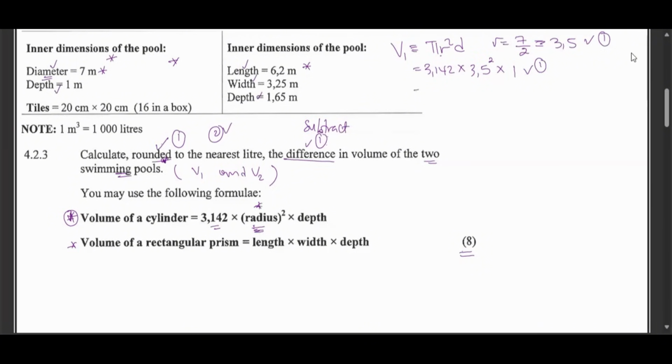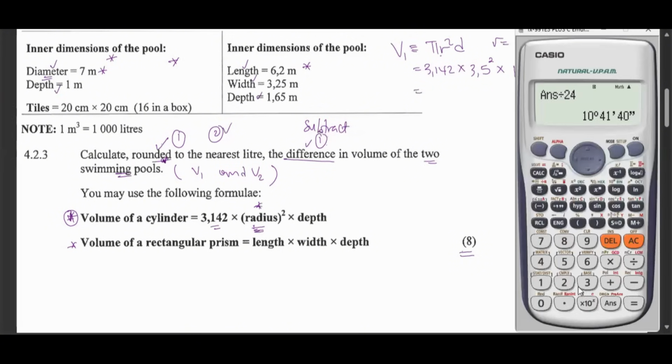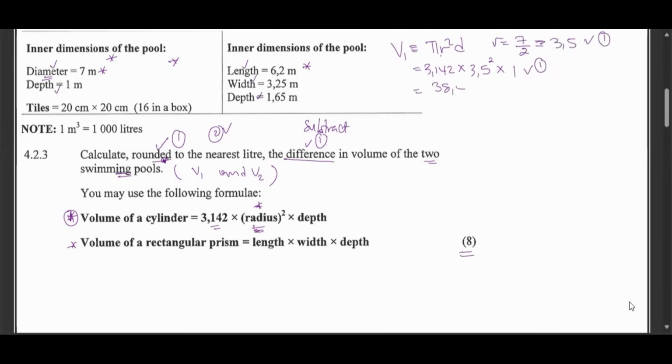I will continue. I will put this in my calculator to get the answer. Let's look at that. 3.142 times 3.5 squared times 1. I will press equals. Please do not touch the calculator until you've written down or until you've substituted into the formula. So my volume 1 will equal 38.49. Leave it like that. The units are meters cubed. This is my volume for 1.